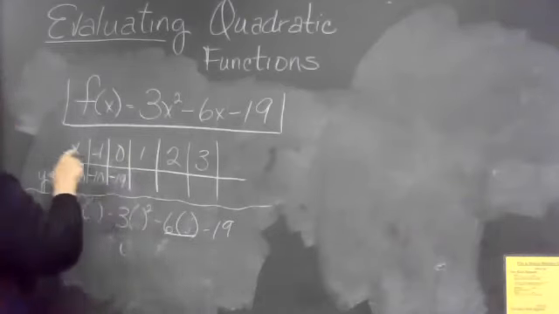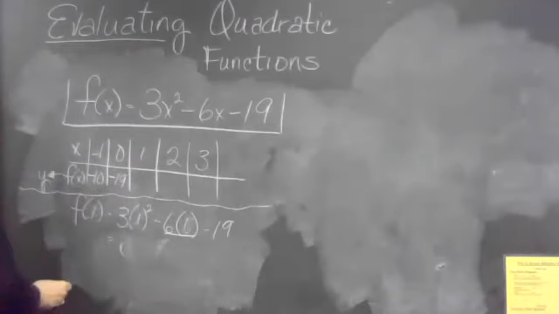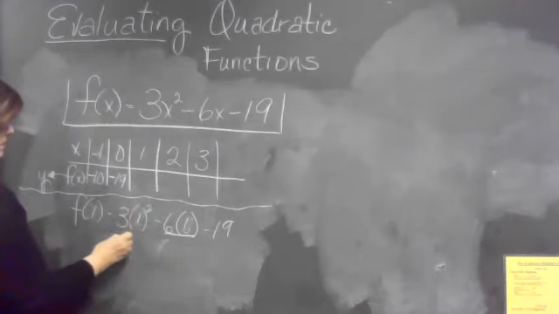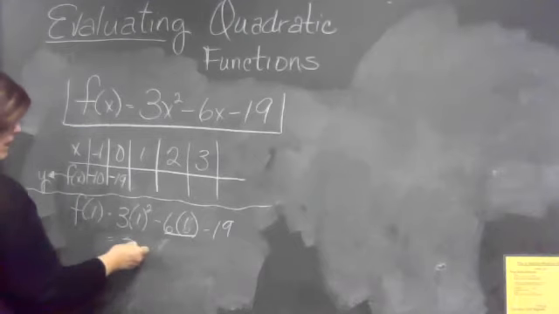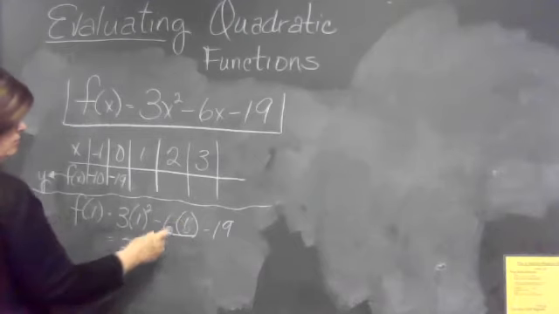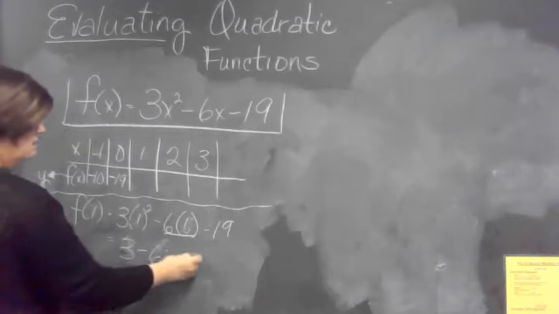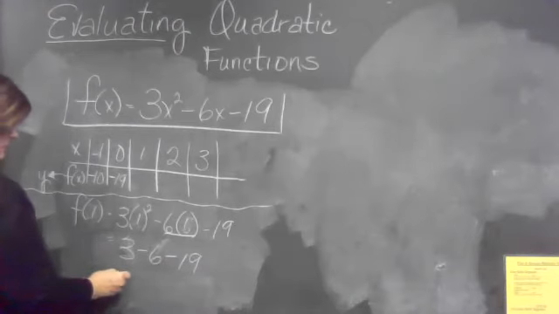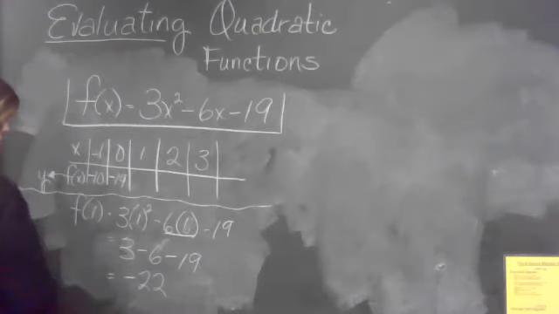And we're going to plug in 1 for x now. 1 squared is 1 times 3 is 3. Minus, now that's not a negative anymore, so I'm just -6 minus 19. With your calculator, you should come out a -22.